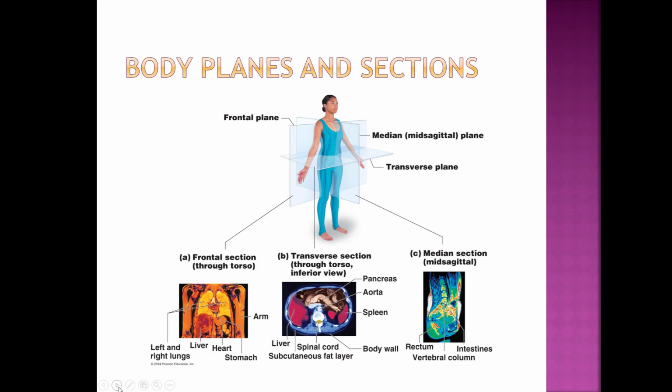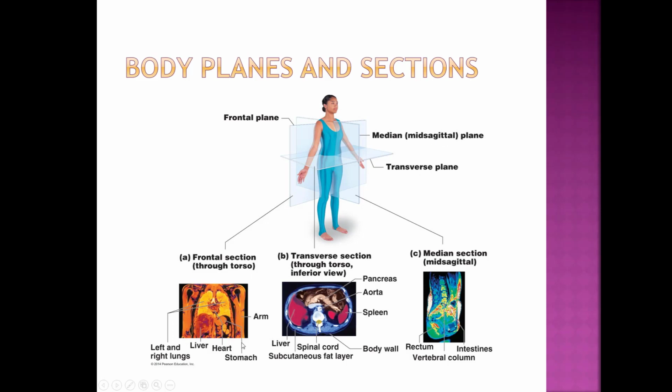And so we have three body planes or sections. We have a frontal plane, we have a mid-sagittal plane. I don't know why this is medial, because we never use medial. So frontal or coronal plane, mid-sagittal or sagittal plane, and then transverse plane.